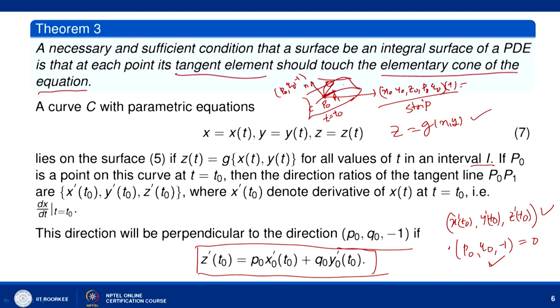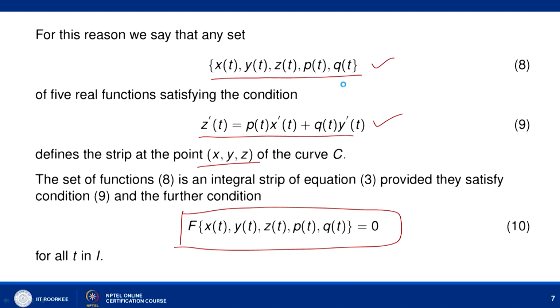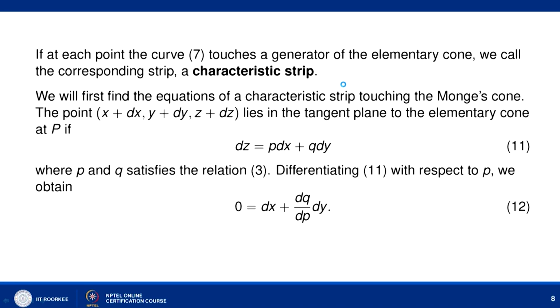Now what we try to do here is generate this integral surface as the totality of these characteristic strips. So we want to find out first of all what the characteristic equations are, and then we look at the totality of characteristic equations, and with the help of this we try to find the integral surface. For that we need certain results, which we are going to prove. So first of all we try to understand what a characteristic strip is. A strip which touches the Monge's cone at each point of the curve is called a characteristic strip. So we first find the equation of a characteristic strip.